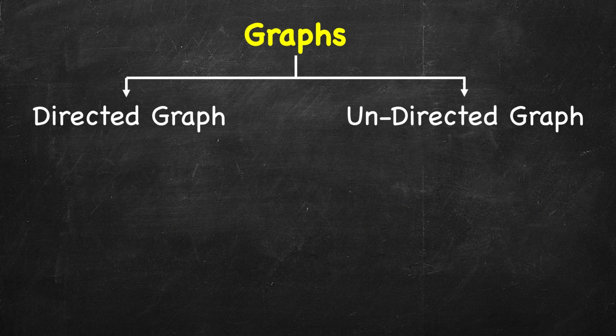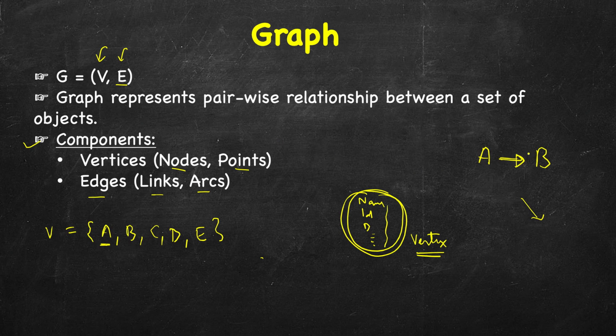Now let's see some of the types of graph. Graphs can be directed, or they can be undirected. For example, we saw the Twitter case where A is following B, but B is not following A. So this is not equivalent. The arrow going from B to A is different from the arrow going from A to B.